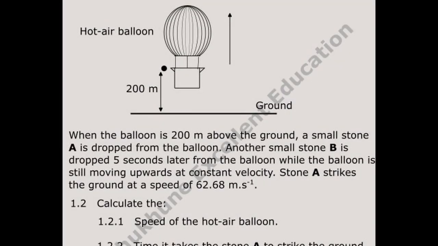When the balloon is 200 meters above the ground, a small stone A is dropped from the balloon, and another small stone B is dropped 5 seconds later from the balloon while the balloon is still moving upwards at a constant velocity. Stone A strikes the ground at the speed of 62.68 meters per second. So we've got all the information. Then calculate the speed of the hot air balloon.